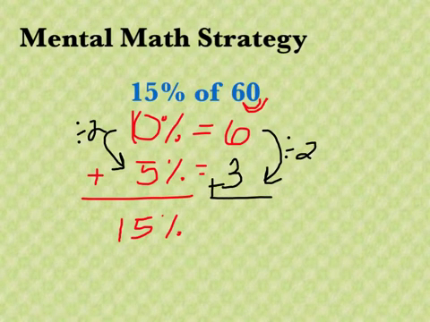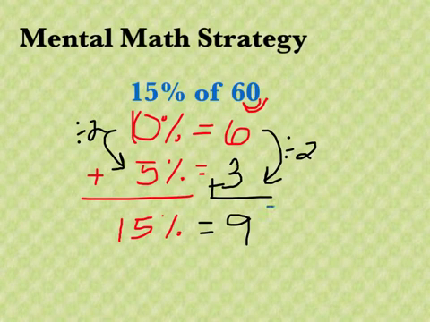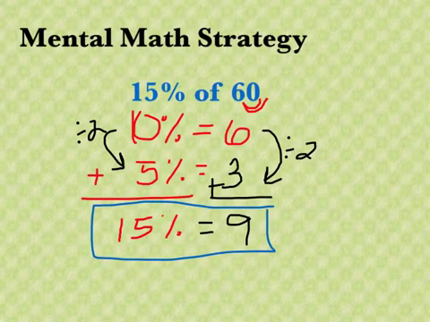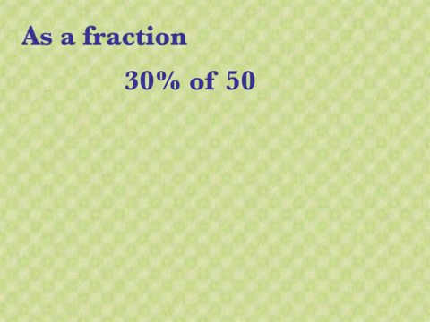And then since I added 10% and 5%, I'm going to add 6 and 3, and that equals 9. So 15% of 60 is 9.